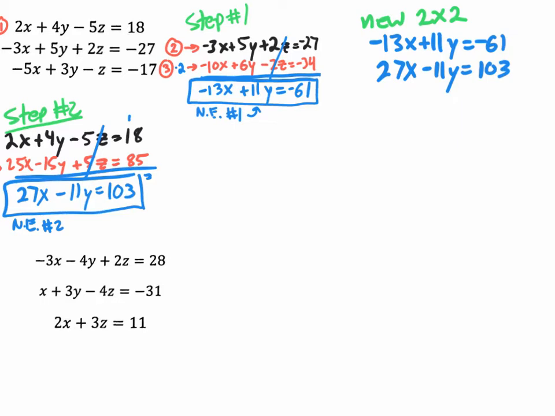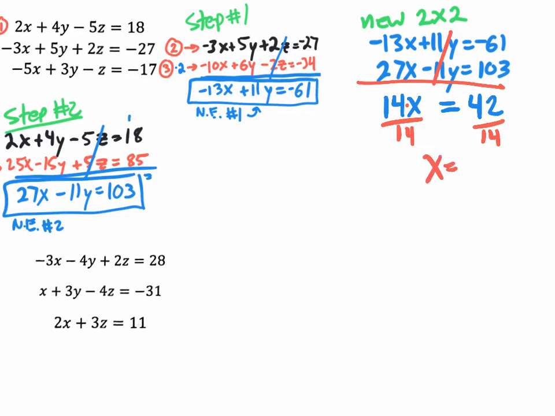So what does that mean? We're going to solve this 2x2 system by combining, eliminating, and -13 plus 27 is 14. So 14x. And again, use a calculator so you don't make simple mistakes. How about -61 plus 103? That's 42. Okay. Final step would be to divide by 14. Divide by 14. And we get x equaling 3.